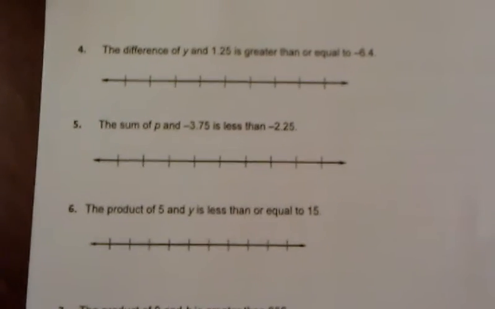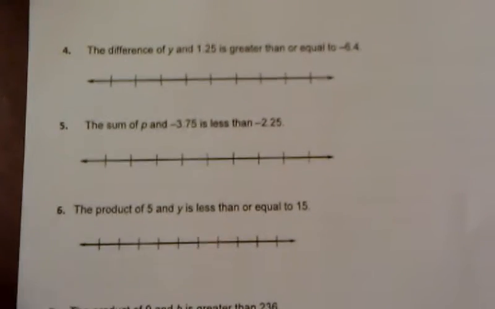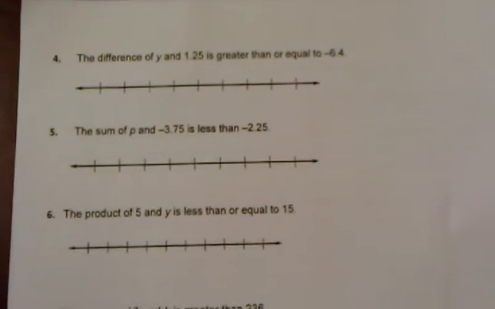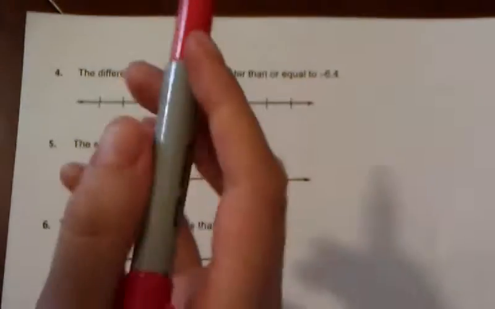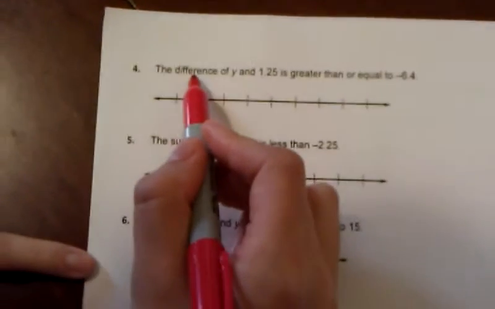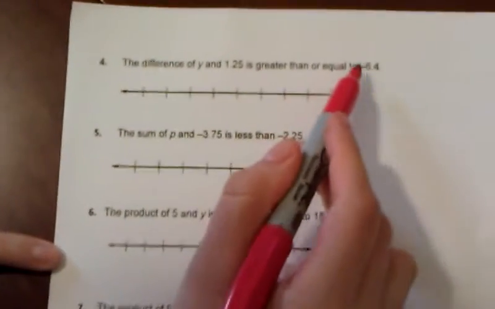Homework 45, solving verbal problems whose solutions require inequalities. For problem number 4, we need to write the verbal sentence as an inequality. So, first step, we read the problem. The difference of y and 1.25 is greater than or equal to negative 6.4.